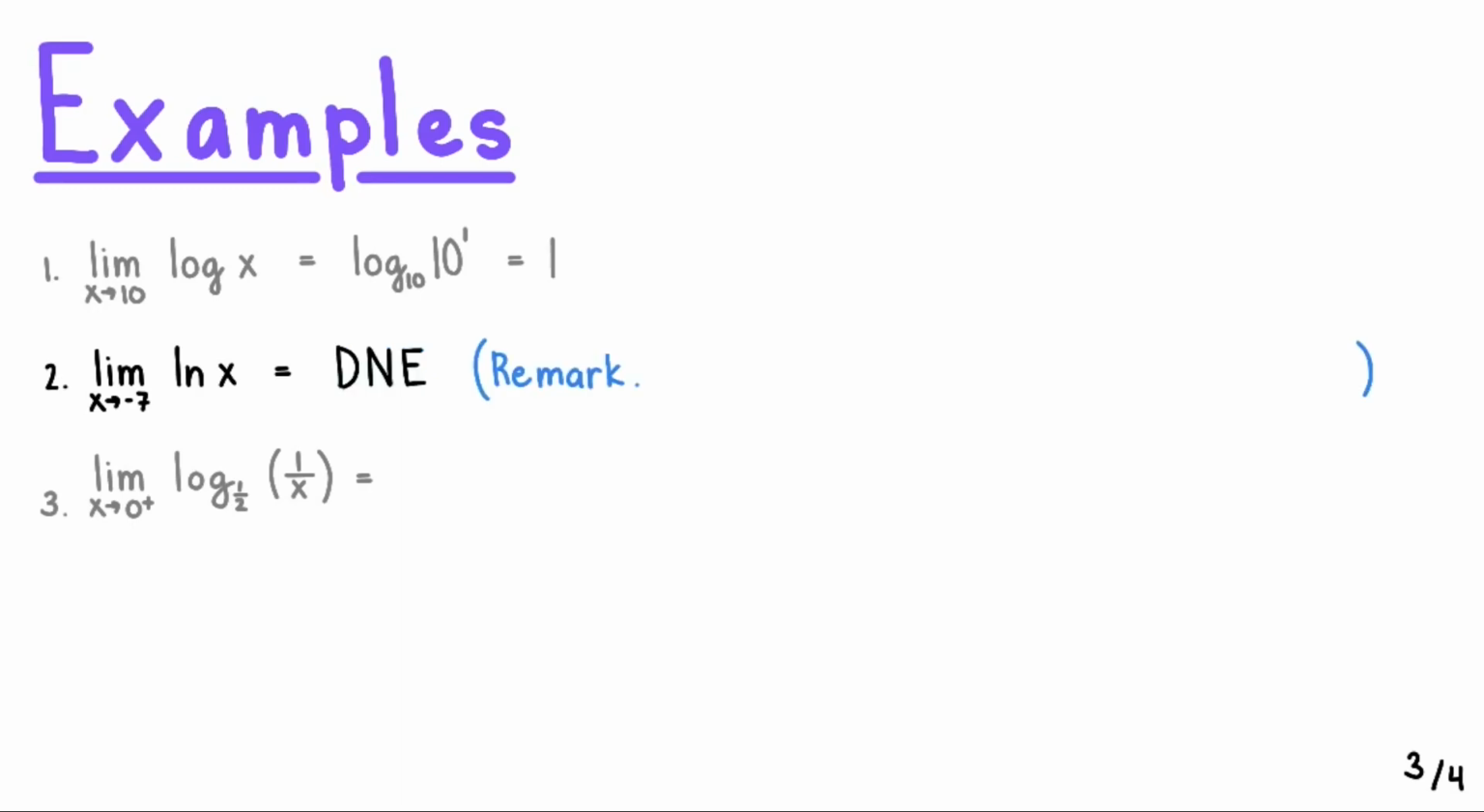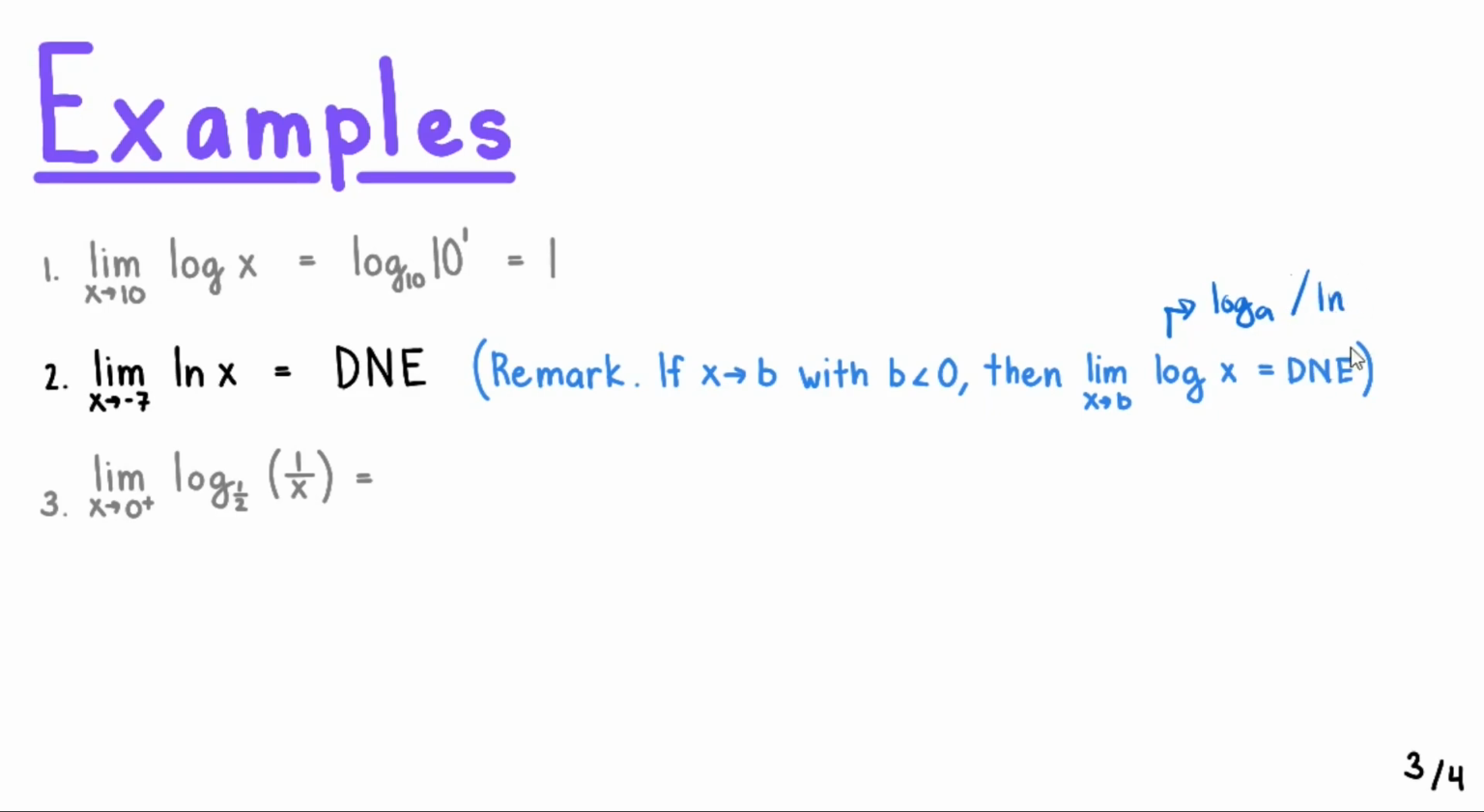To remark on this one, take note that as x approaches b, with b being negative, it immediately follows that the limit of log of x, so this can vary, we can have here log with a base a or ln and so on, as long as it is a logarithm. The limit of this logarithm of x as x approaches b, we know that b is negative. If that is the case, it immediately follows that this limit does not exist. So take note of that.